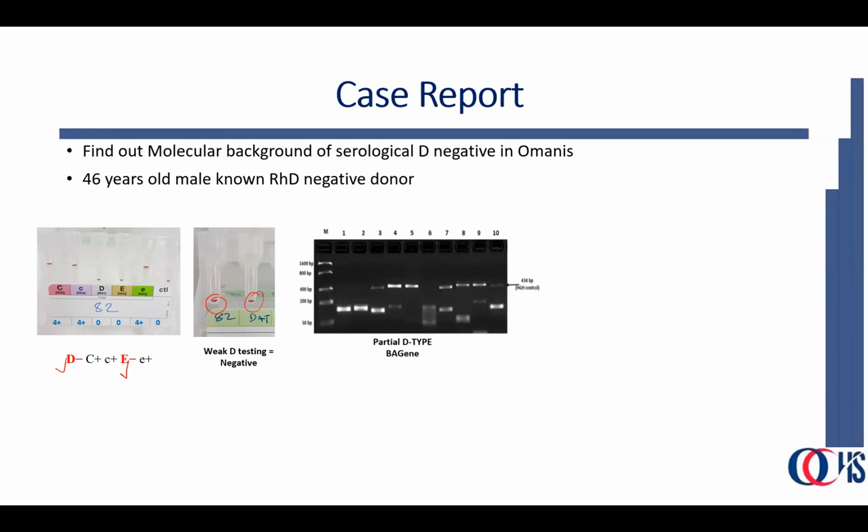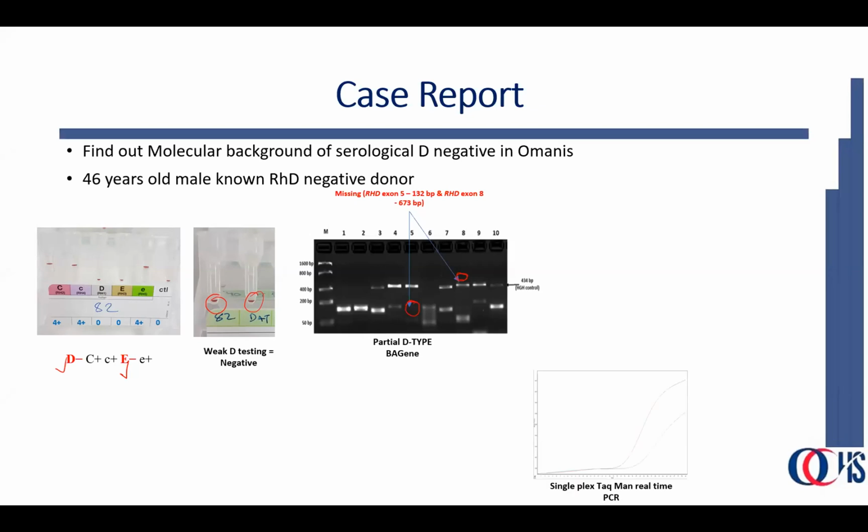That's the DAT testing as a control, just to avoid any false positive in weak D testing. And then we used a partial D typing kit to determine what exons we have for the D antigen. And what we found here is that there is a lack of exon 5 of the RHD, and there is a lack of exon 8 here. Okay, so there is no amplification of exon 5 and exon 8.